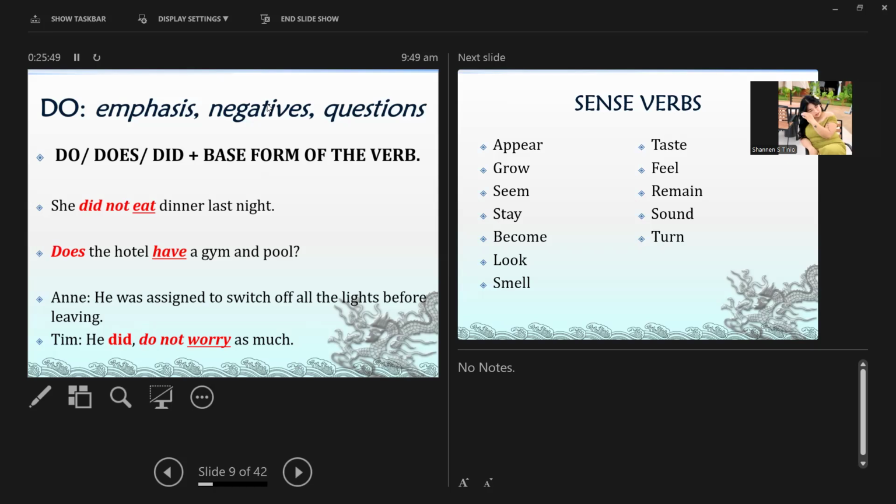For example, I say, I had a really good sleep last night. I did get enough sleep last night. So gusto mo emphasize yung fact na I got enough sleep or good quality sleep last night. So I would add the word did. I did get enough and good quality sleep last night. All right? And of course, when you're asking a question, did you get good quality sleep last night?